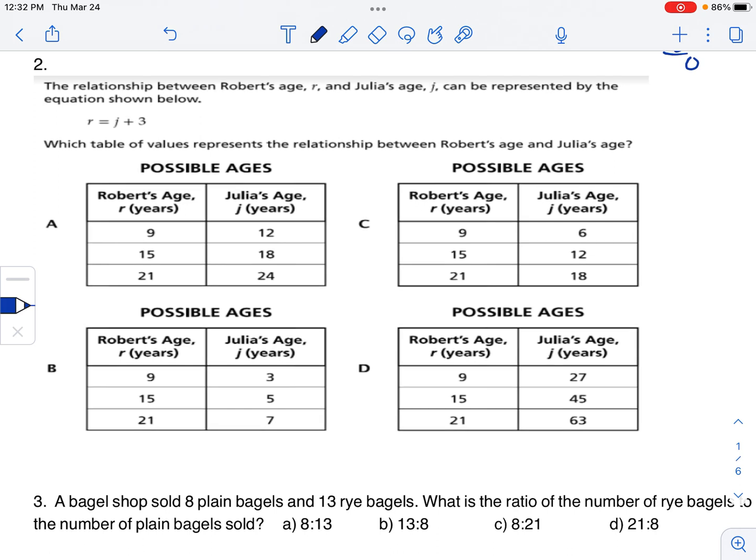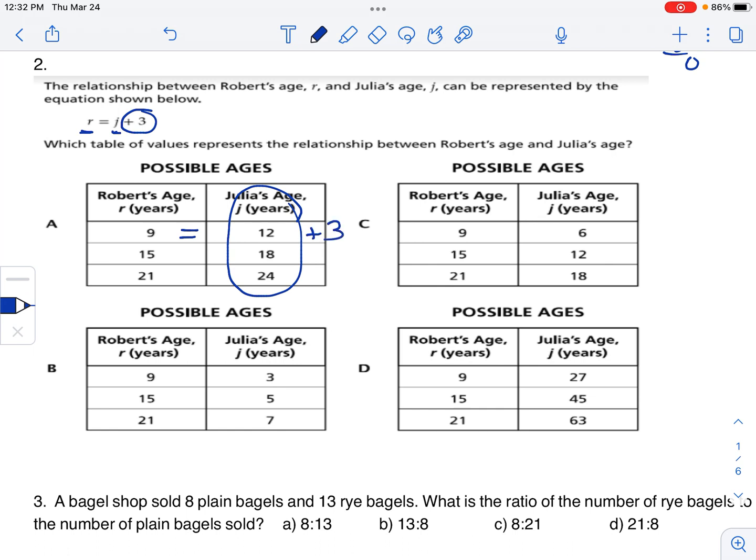Number 2. The relationship between Robert's age R and Julia's age J can be represented by the equation shown below. So Robert's age is equal to Julia's age plus 3. So Robert is 3 years older than Julia, in other words. So let's see which one of these tables expresses their ages appropriately. All right, so that means we're going to add 3 to Julia's age each time. That's going to equal Robert's age.